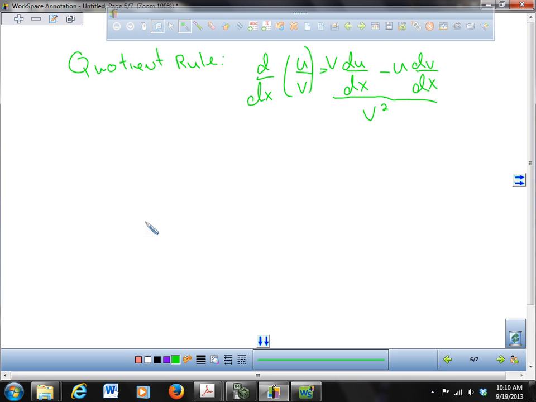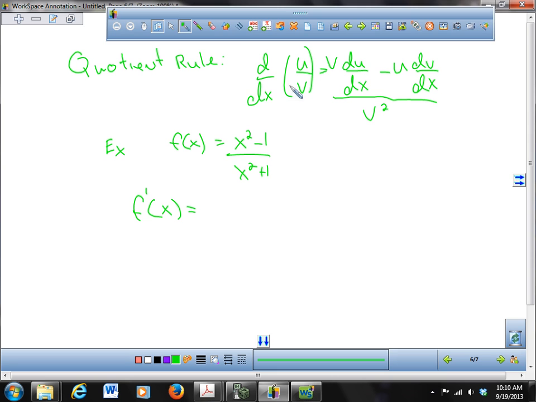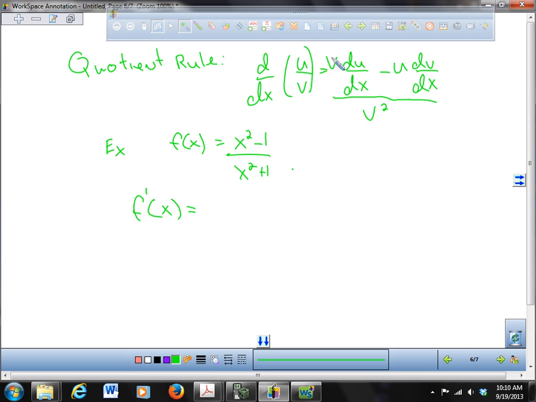That means if you have a quotient. For example, say I have f of x equals x squared minus 1 over x squared plus 1. And I want to find f prime of x. Okay, so the bottom function is v, and the top function is u. Okay, so what it says is take the bottom function times the derivative of the top, bottom d top, minus top d bottom, over bottom squared.